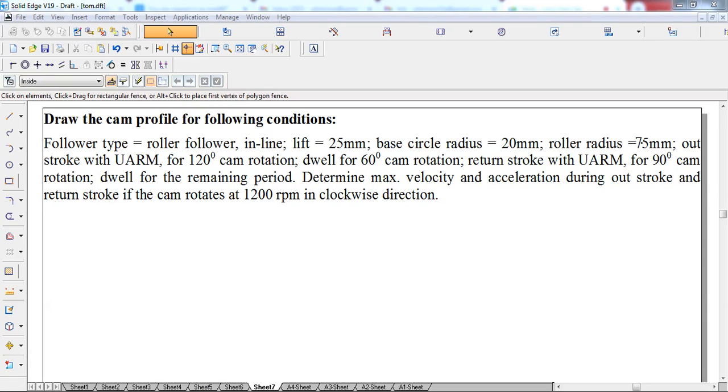Okay, so the follower type given is a roller follower, and it is inline. For a roller follower, inline radial type of consideration, we'll see later when you draw the cam profile, because this follower type is not required when you take the displacement diagram. It is not required.